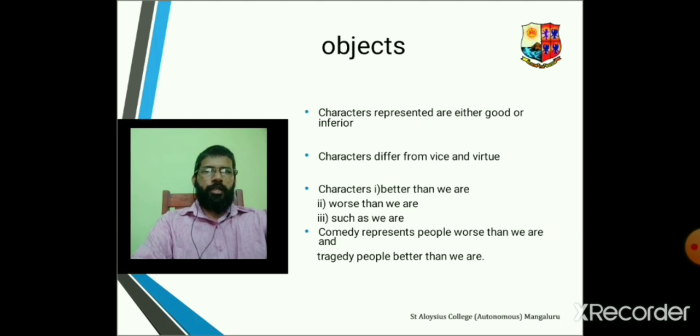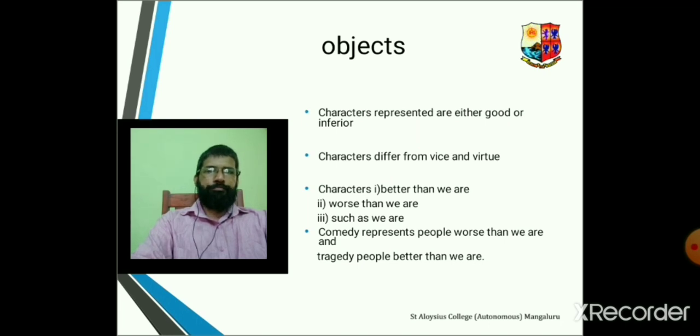That is the first category of characters. The second category of characters, we would have characters which are very bad, filled with all vices. This is the second kind of characters. And the third one, just like us, with whom we associate a lot. So therefore these are the kind of characters these objects are represented. Comedy represents people worse than we are, and tragedy people better than we are.